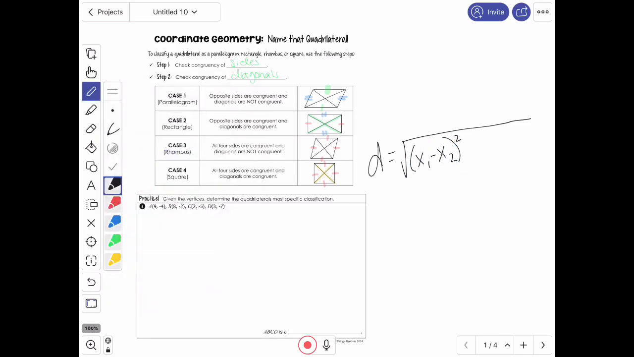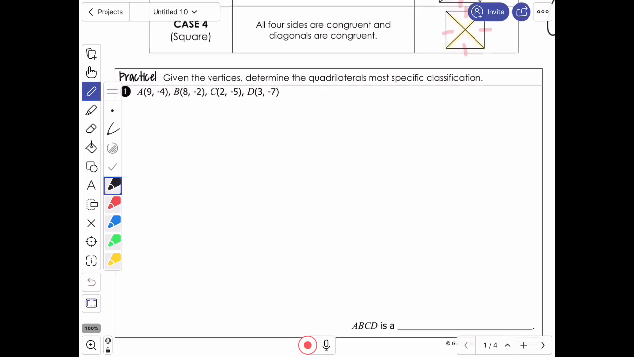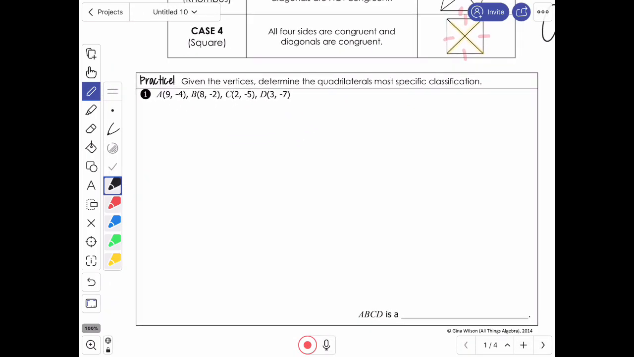If I keep going, so plus parentheses y1 minus y2. It doesn't matter what order you go in for distance formula. It's completely up to you. Just keep your x's and your y's separate, I should say. All right, so for number 1, I'm not going to go through adding and subtracting. I'm just going to set up where the points would go, and then I'm going to actually cut the video so you're not just watching me do all of the typing in my calculator, that sort of thing.